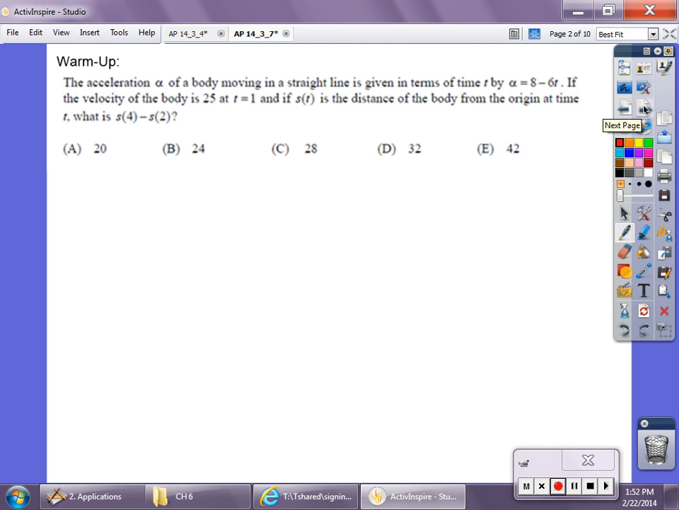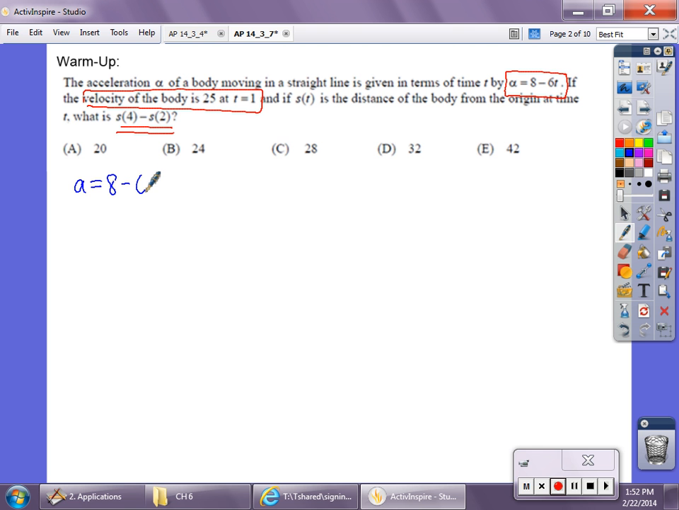All right, so here's your warm-up. The acceleration of a body moving in a straight line is given in terms of t. So here's my acceleration. I believe the velocity is given at time 1. And then they're asking you this weird question, S sub 4 minus S sub 2. So let's just start off by writing out what we do know. This question should look familiar. It was given to you at one point.